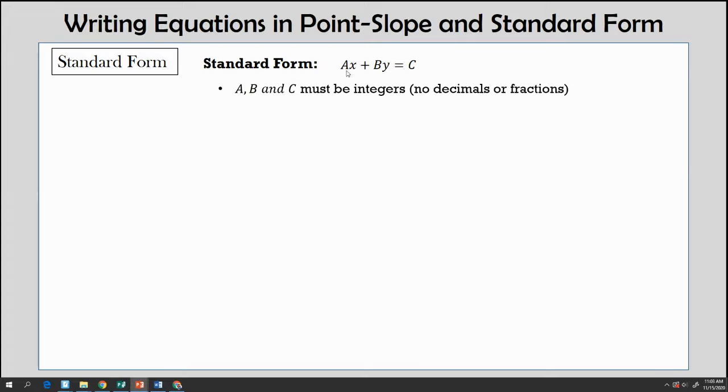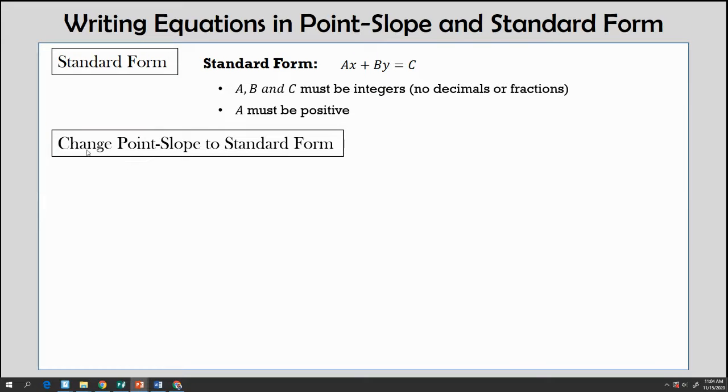Now, what happens is we want the a, the b, and the c, when we write it in this form, to be integers. So those are positive and negative whole numbers. They can be positive or negative whole numbers. No decimals, no fractions. A also must be positive. So a has got to be a positive integer. B and C could be negative integers, but they all have to be integers, which are whole numbers.